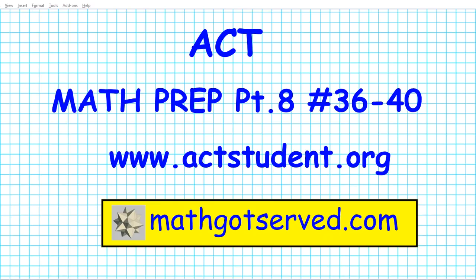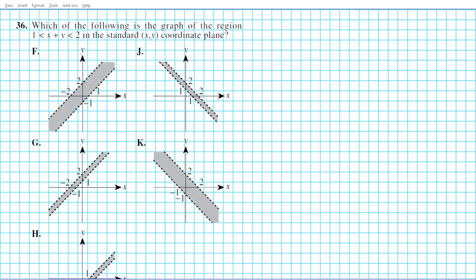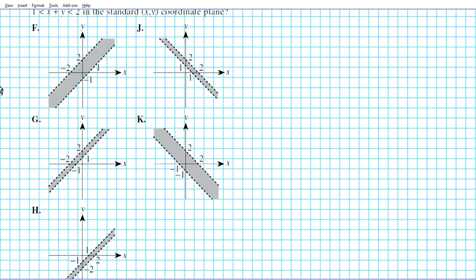In this clip, we're going to be going over part 8, problems 36 to 40 of the ACT Math Prep Released questions. These documents can be accessed at www.actstudent.org. Alright, let's take a look at question 36. It reads, which of the following is the graph of the region 1 less than x plus y less than 2 in the standard xy coordinate plane? So we have 5 options here.